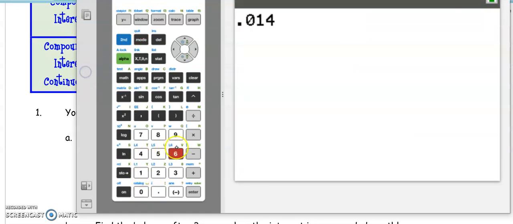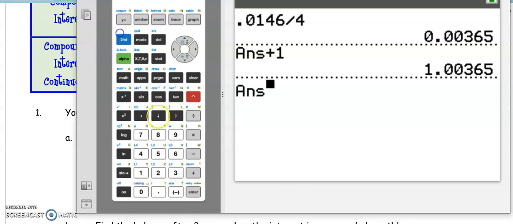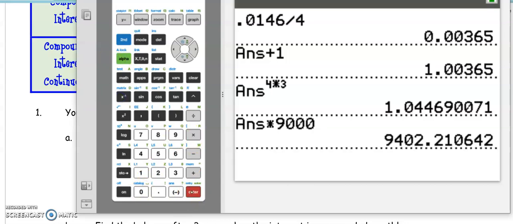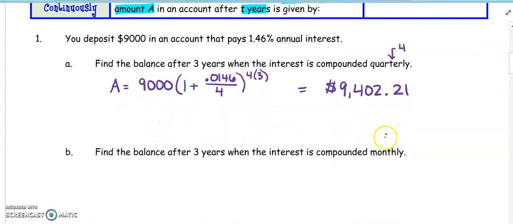I'm going to do 0.0146. I will divide that by 4. I'm going to add 1 to that. I'm going to raise that to the 4 times 3 power. And then I'm going to multiply that by the original principal, which was 9,000. And I will see, keep in mind that we are talking about money, that after 3 years, we should have $9,402.21 in there.